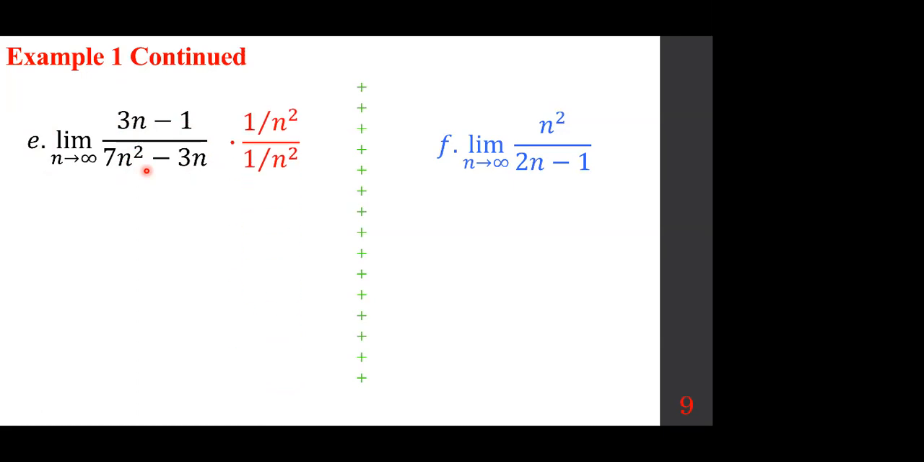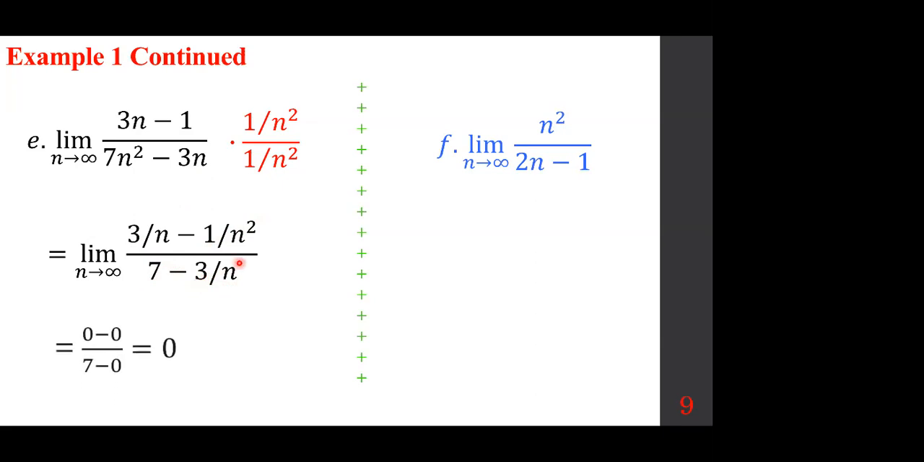When we do that, we are dividing everything by n squared, everybody. This becomes 3 over n. This becomes minus 1 over n squared. This changes to 7. And this last one, minus 3 over n. So we are dividing every piece by n squared. So what happens now? This goes to 0. This goes to 0. This is 7 minus, this goes to 0. And the result is 0.